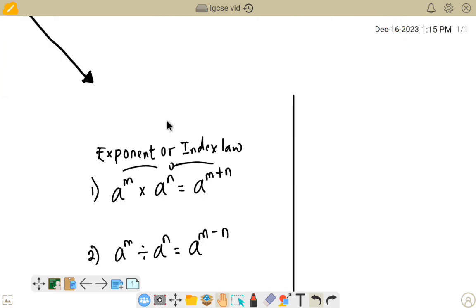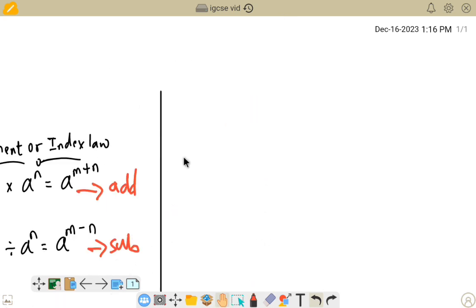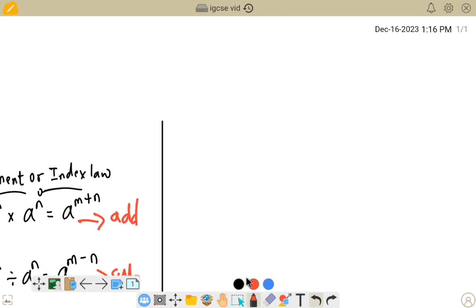So move to the next part, which is the exponential or index laws. Now in exponential law or in indices, when you see multiplication, it just means you should add the powers. This one is the law of addition of powers. This is the law of subtraction of powers. So in indices, multiplication means plus and division means minus. As long as you have the same base, the rule will apply.